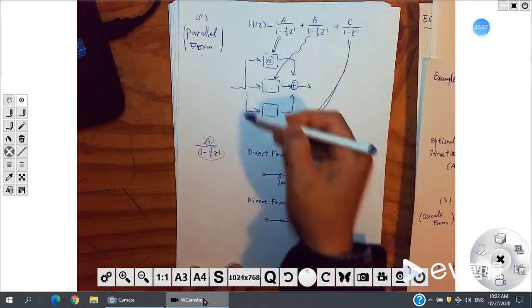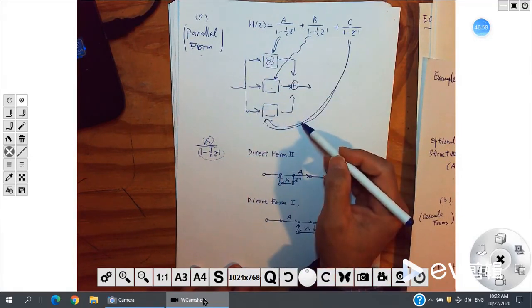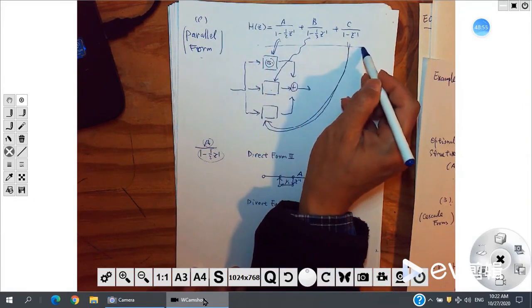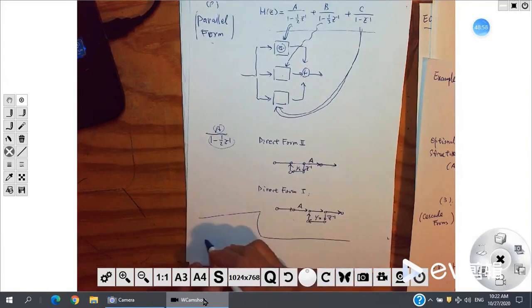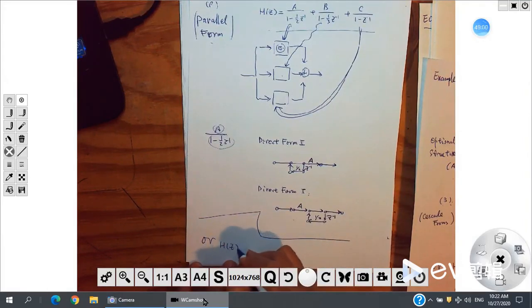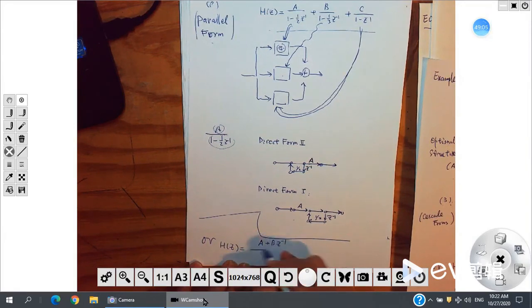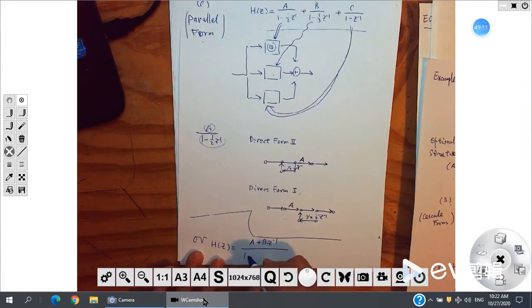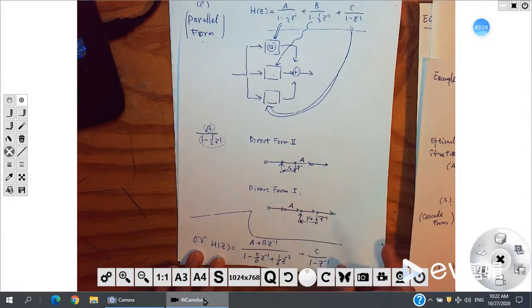But this is a parallel form. And here I do the partial fraction separated as 2 pieces. You can also do it like this, or H of z equal to A plus B z to -1 over, for example, I multiply these two together, that is 1 minus 5/6 z to -1 plus 1/6 z to -2, and plus C over 1 minus z to -1. I can also separate the system this way.